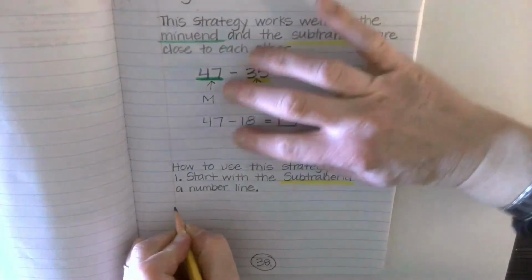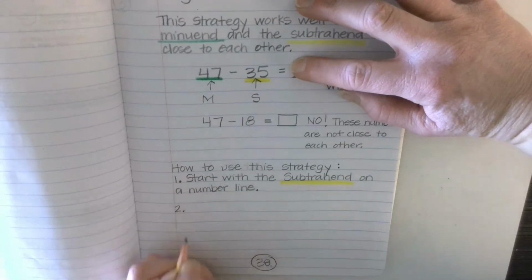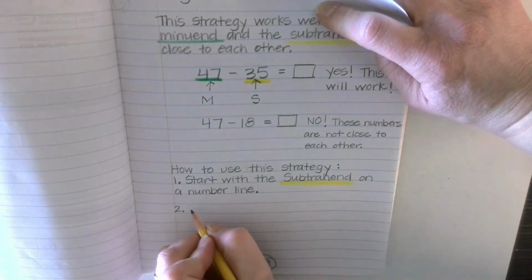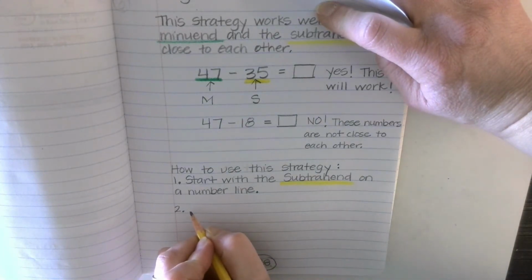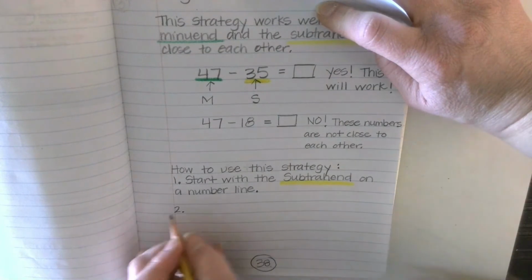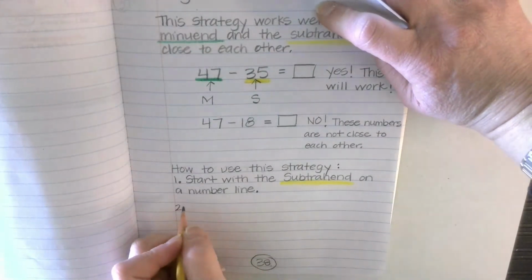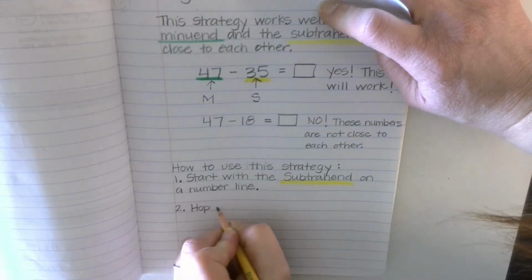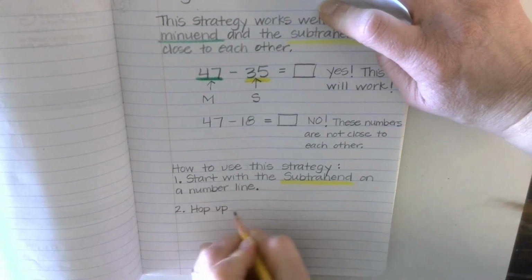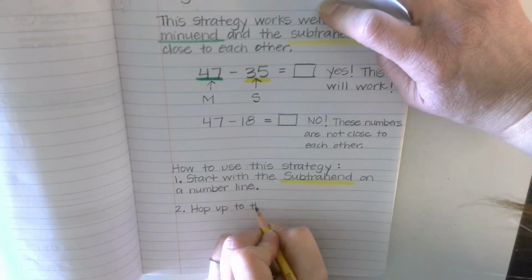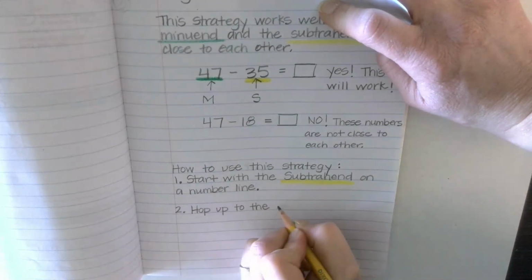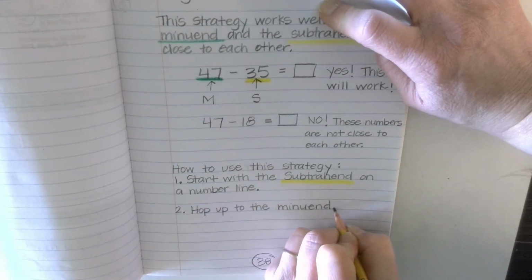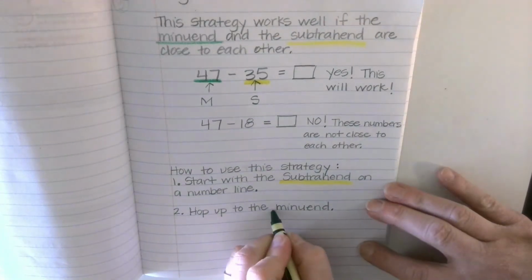My second step is, what am I going to do? Do you remember? Very nice. Yep, I'm going to count up or hop up. Hop or count is fine. Hop up to the minuend. That's our green number.